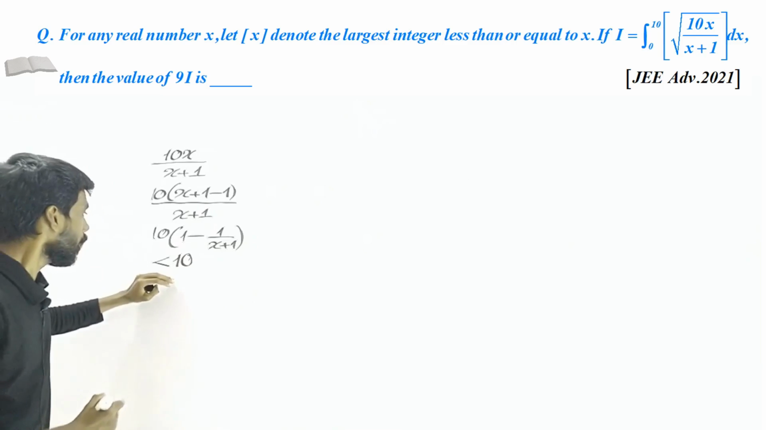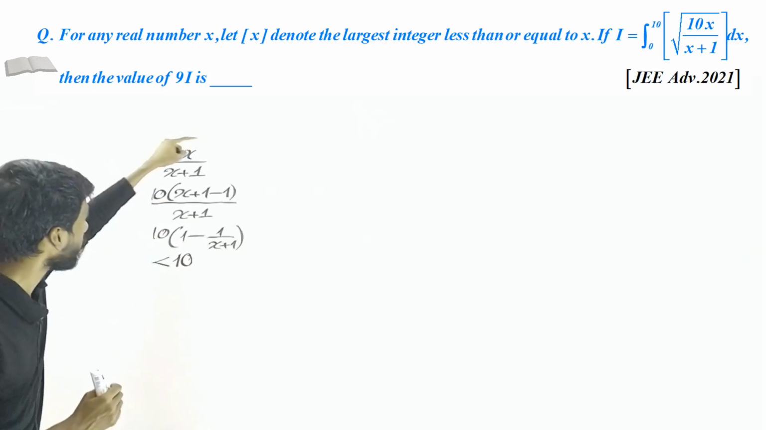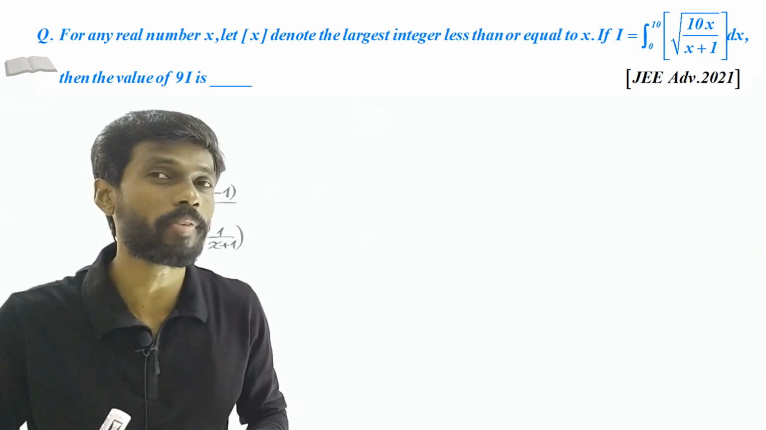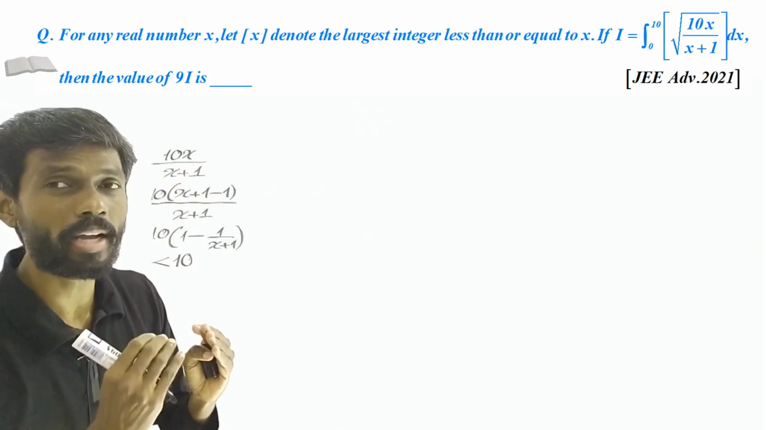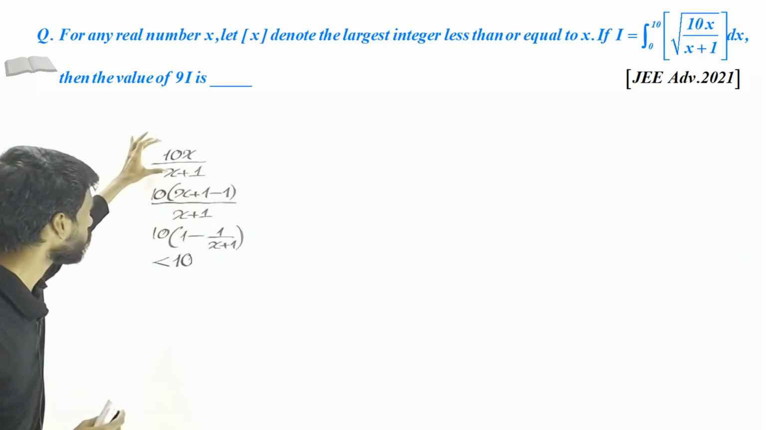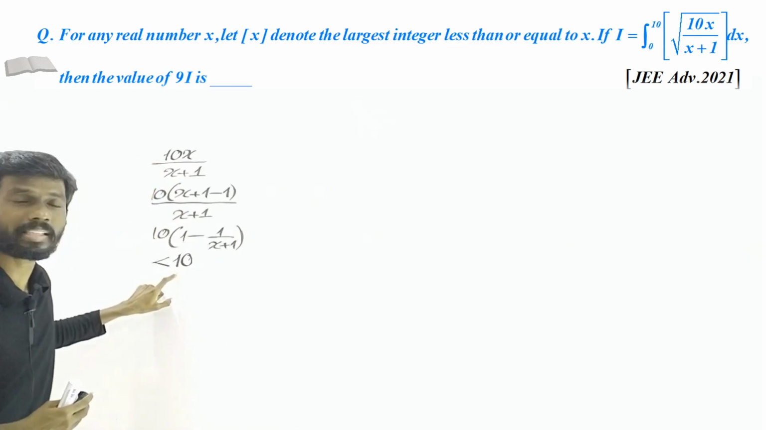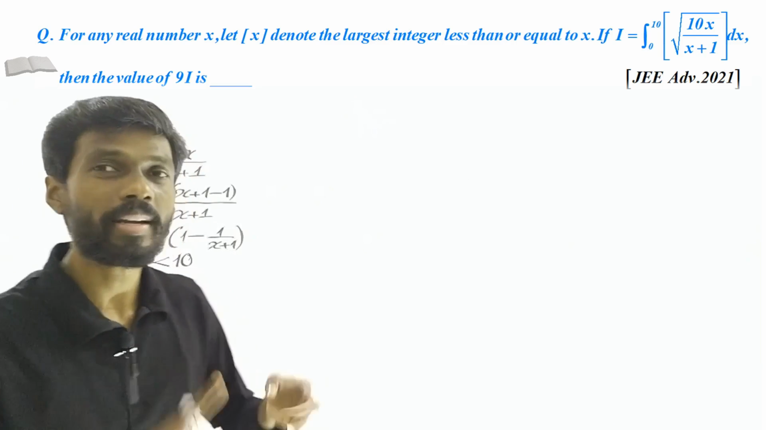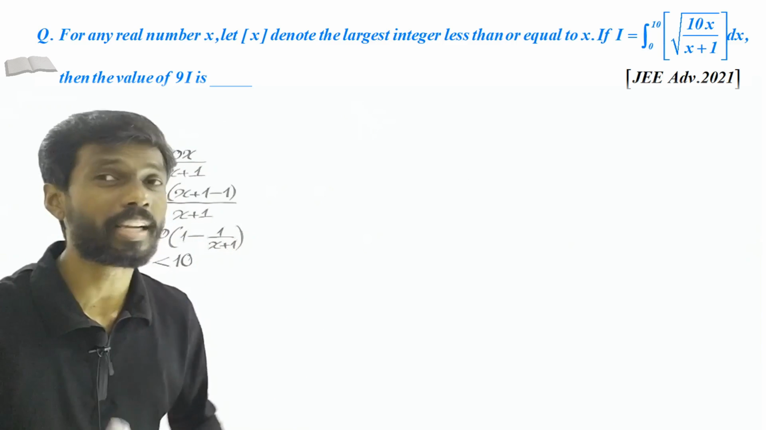Okay, that means for this inside function, 10x divided by x plus 1, to be an integer, it has to be a perfect square. Why? Because it is inside a square root. But what are the perfect squares possible? Because it is already less than 10, the only perfect square values are 1, 4, 9. Only 3 possible values. Let us consider one by one.